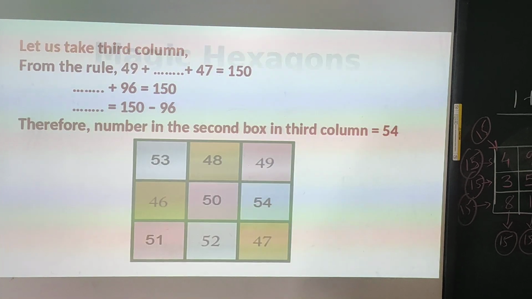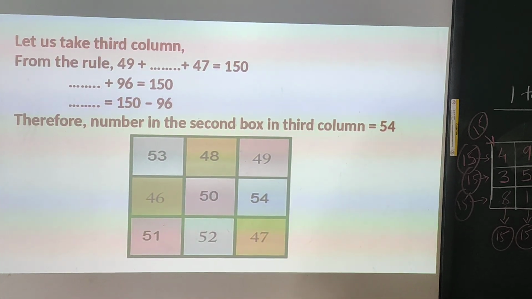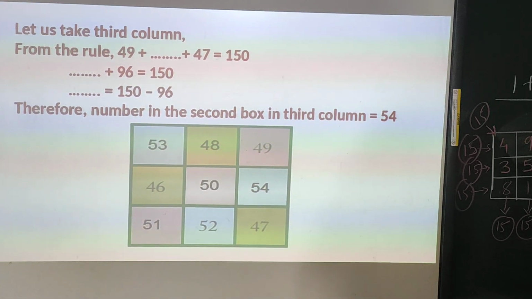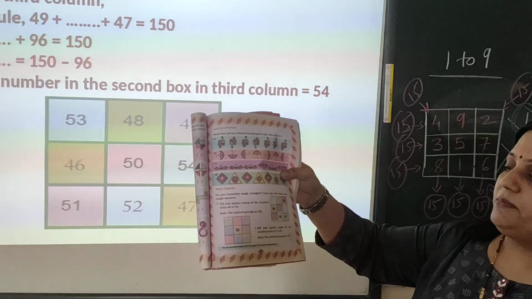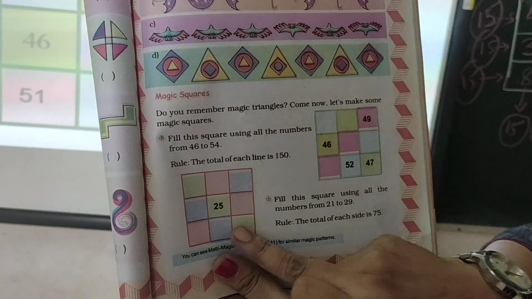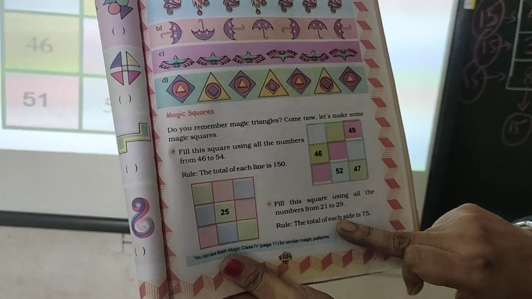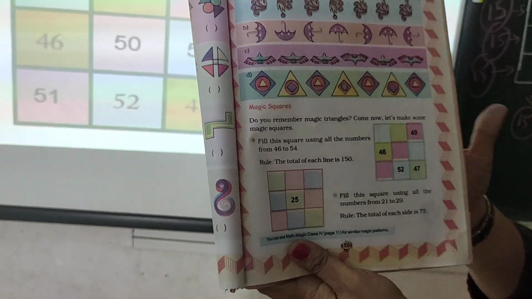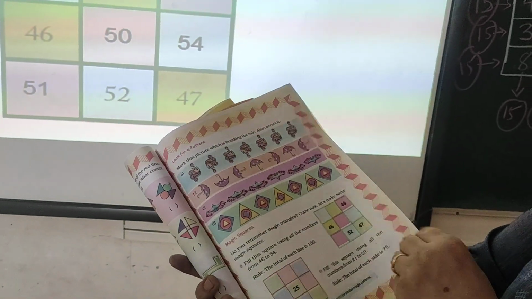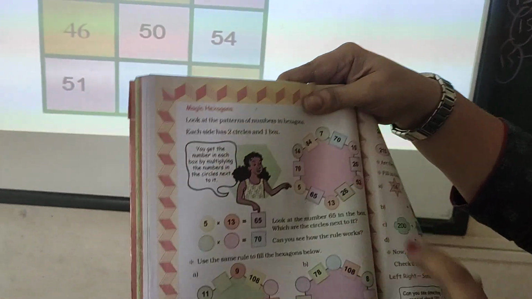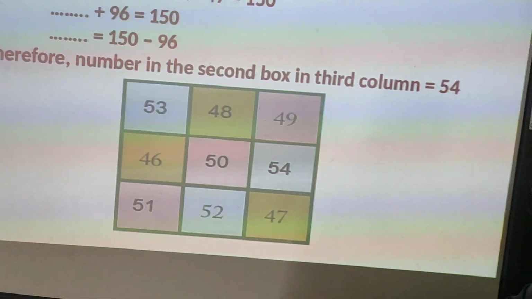Now one more thing, children. This square I have shown you on your page number 103. See here, page number 103. This second square you have to complete. I am going to send you the worksheet. By using this method you have to solve this. Now I am turning to page number 104. In this page 104, magic hexagons are there, which I am going to start now.